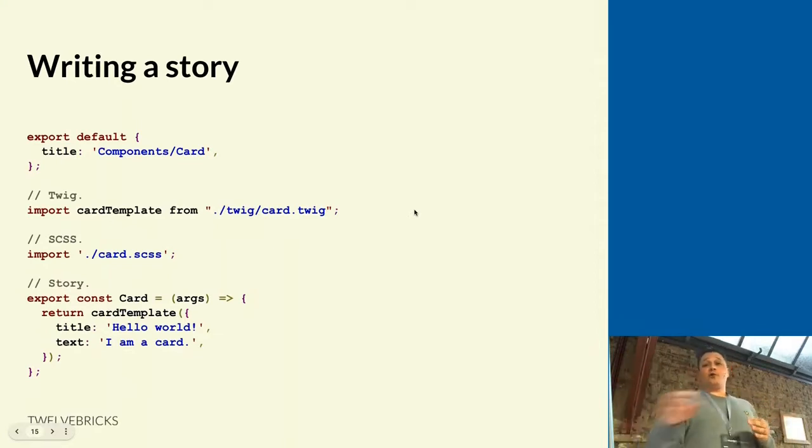Then you can also import your Sass files, which Webpack will automatically convert, when you configure the loaders correctly, from Sass to CSS. And in the end, you export the actual component and return the card template function, which basically lets Twig.js render the Twig to actual HTML. And you can provide some variables to give more flexibility.